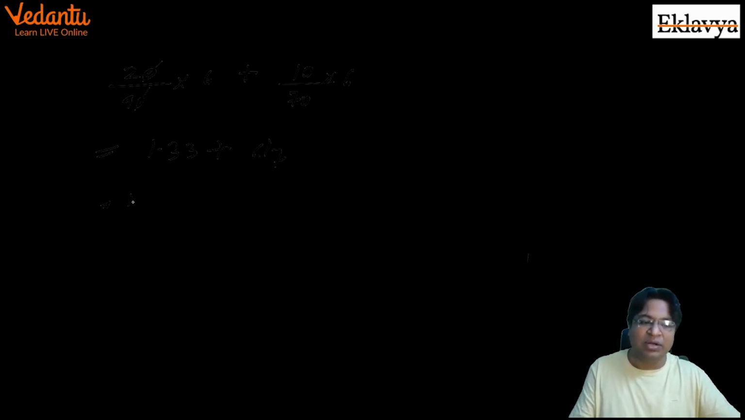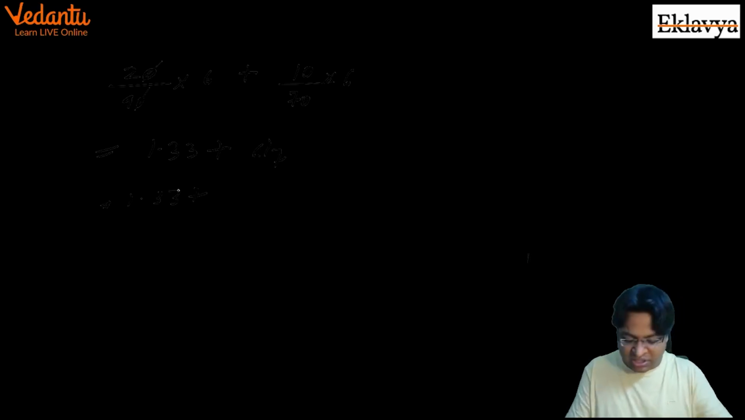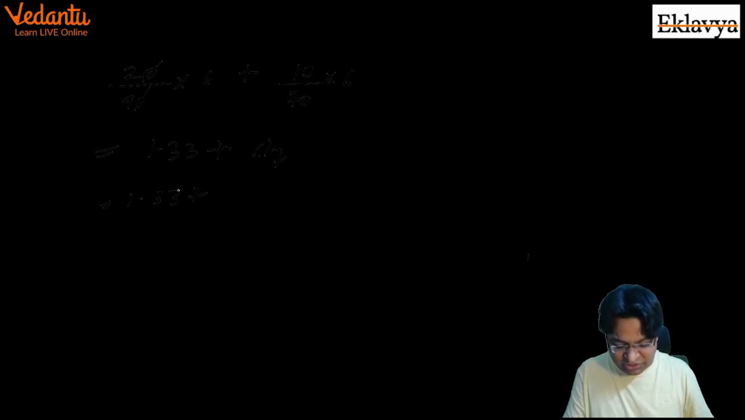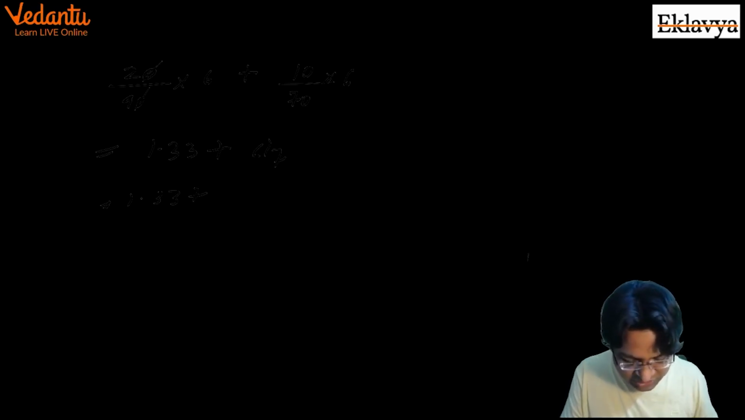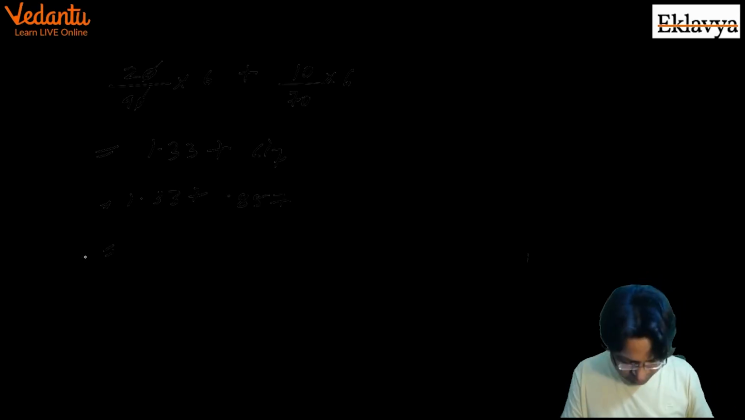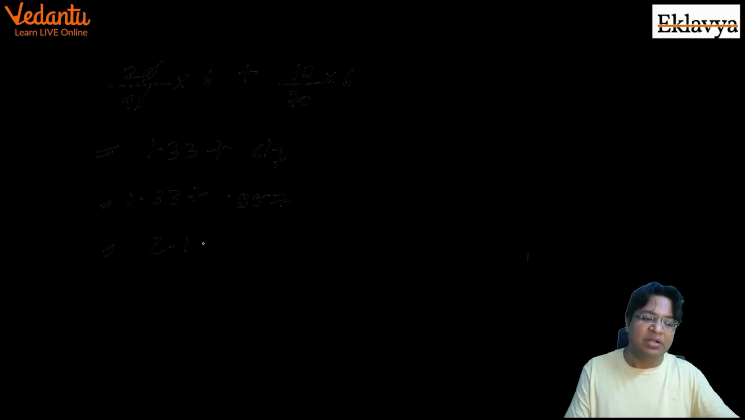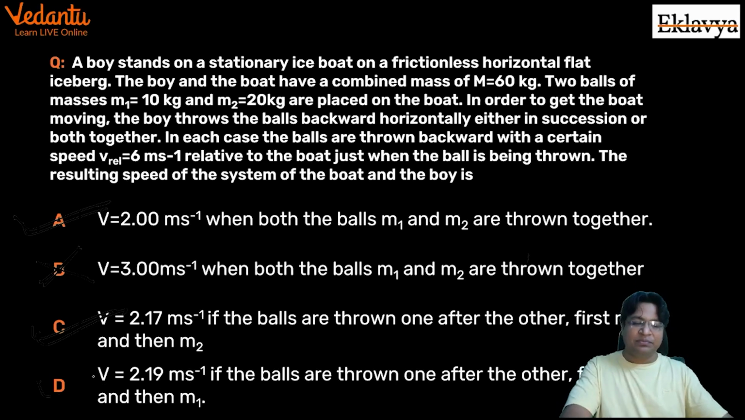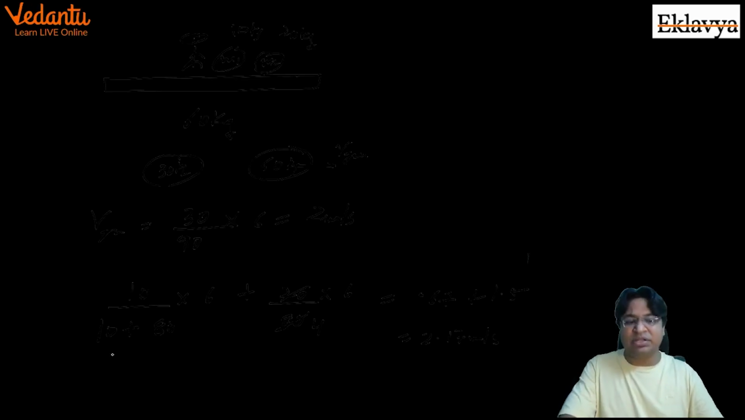So 4 by 3, 1.33, plus this is 6 by 7. How much is 6 by 7? Let me do it. 6 divided by 7 is 0.857. If I add 1.33 to it, then it becomes 2.19. So I think even the D option is correct. All right, so A is correct, C is correct, D is correct.